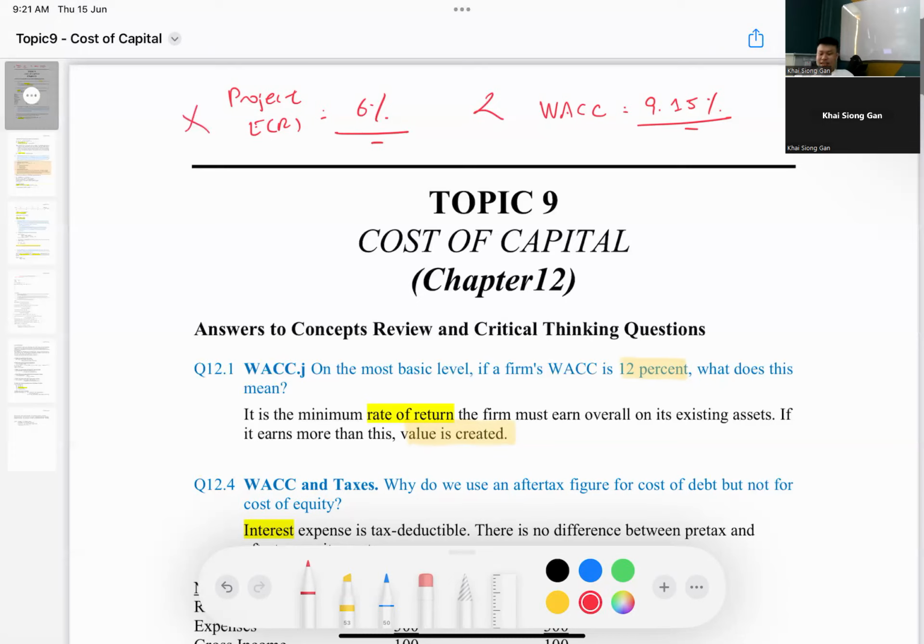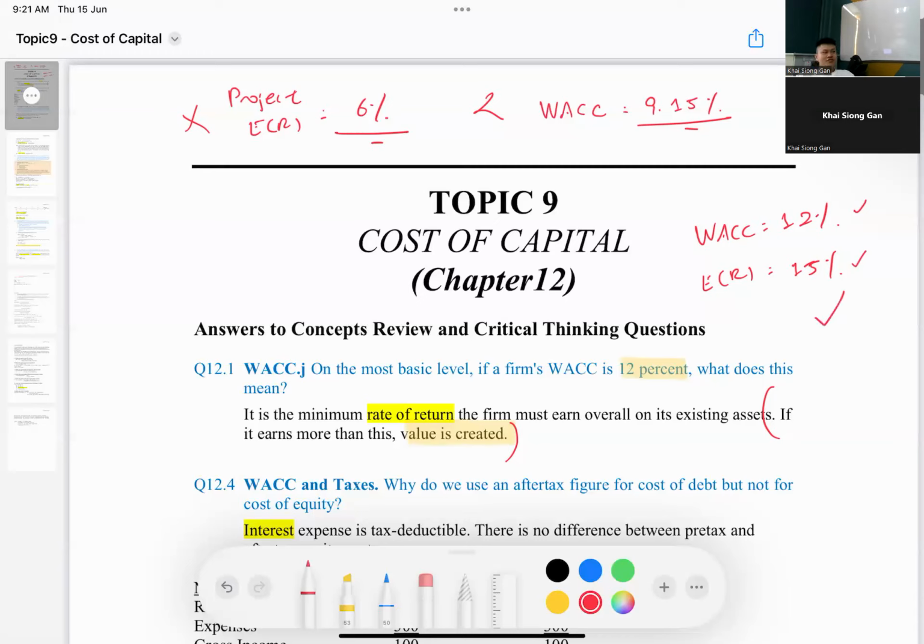That's why I say when you earn more than the WACC, then you have value. Only if the project earns more than this value is created. For example, if the WACC is 12% and the expected return of the project is 15%, that is good. Because the expected return to the shareholders and lenders is only 12%, and you are able to generate 15%. You have a surplus here, so you should proceed.